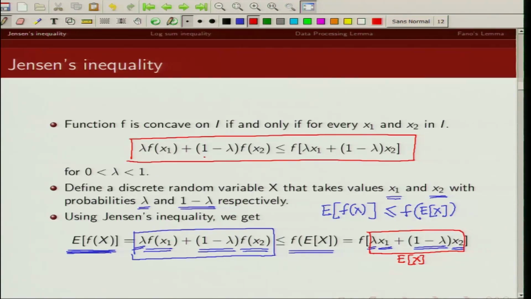On the left hand side is the expected value of the function, and on the right hand side is the function evaluated at the expected value. So if the function is concave over this interval, this relation holds, and vice versa, if the function is convex, then this relation would be greater than or equal to.